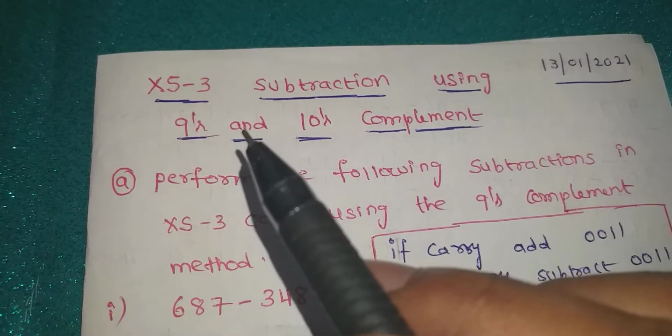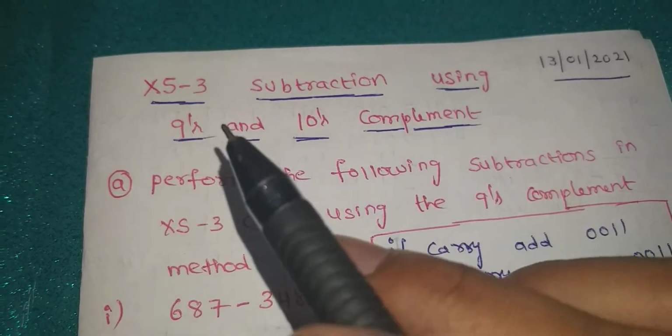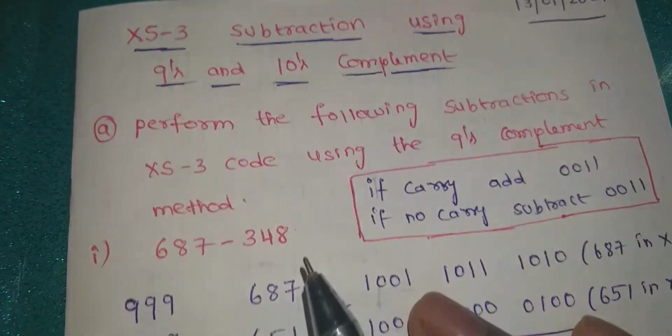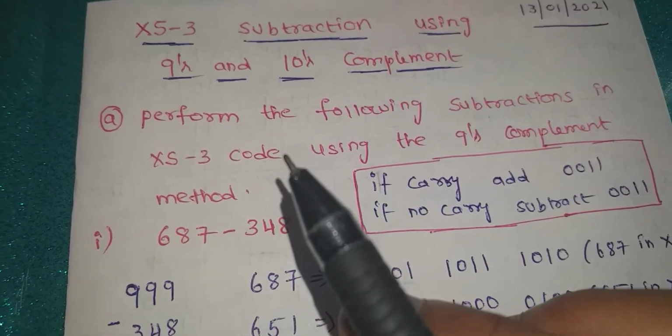Welcome back to the course of digital electronics. Today we are going to discuss XS3 subtraction using 9's and 10's complement. Now we will look at the examples.